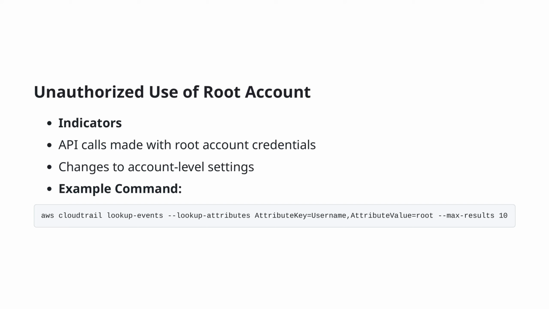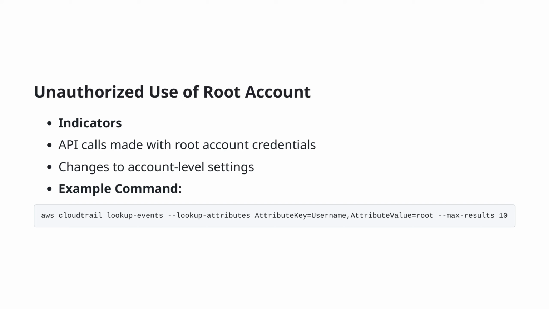In this slide titled Unauthorized Use of Root Account, we are focusing on identifying potential security breaches involving the root account in AWS environments. The root account holds significant power, and therefore, unauthorized actions associated with it are significant red flags. Key indicators of unauthorized use include API calls made with root account credentials and any changes to account-level settings. Monitoring these signs can help detect unauthorized access early and prevent potential damage.